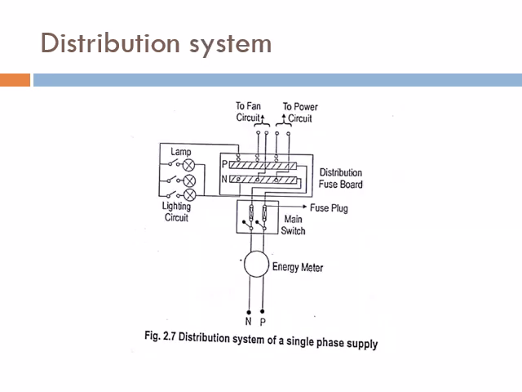This is an example of the distribution system of a single phase supply, which consists of the energy meter. Adjacent to the energy meter, there is a main board or main switch, which consists of the main switch and the fuse plug. From there it is connected to the distribution board, which has n number of subcircuits. From the distribution board, the supply is transferred to the other subcircuits, for example to fans or power circuits, for lighting, and for other purposes.